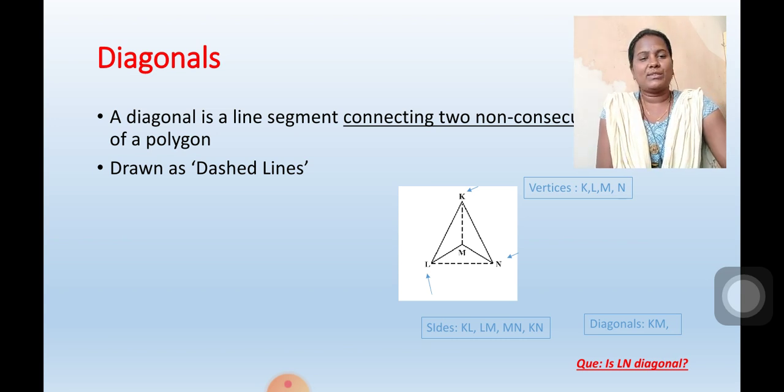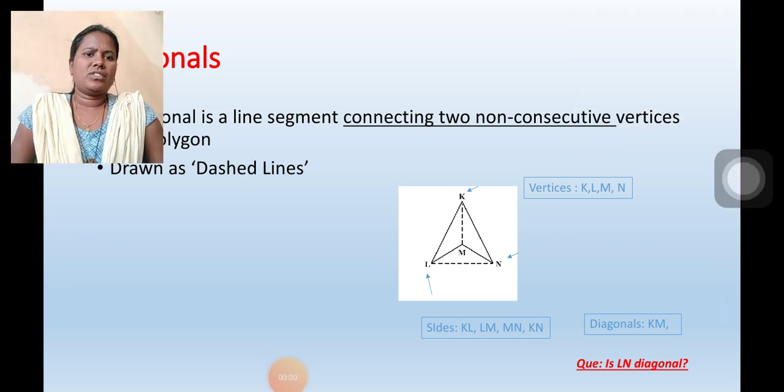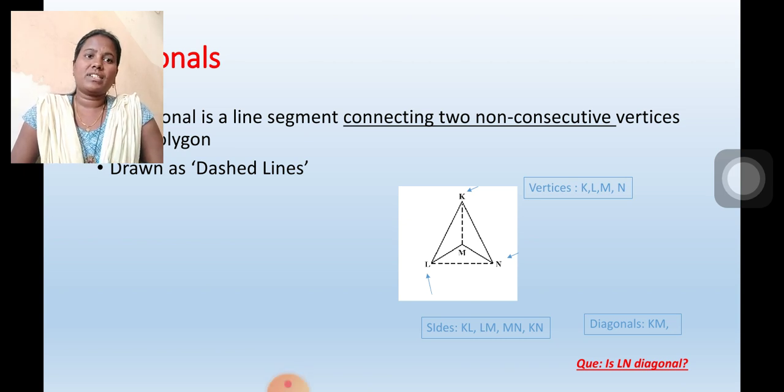So which are the diagonals here? There it is mentioned. The diagonals are drawn as dashed lines. KM and LN are the diagonals, right? KM is a diagonal, we will agree. Why? Because it is a line segment connecting two non-consecutive vertices. Yes, here we see that LN is a diagonal because it is connecting two non-consecutive vertices of a polygon.